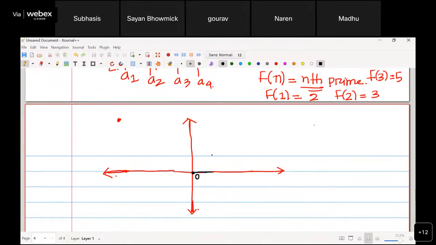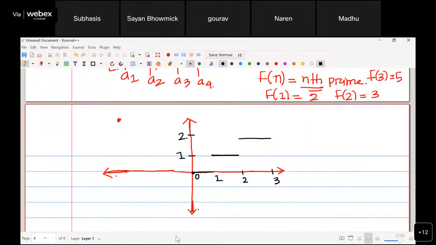So again, this is 1 to 2, and again 2 is open, and this is 2 to 3. Again 3 is open. Okay, so this is my 1, and this is my 2. So let me take some fixed point.